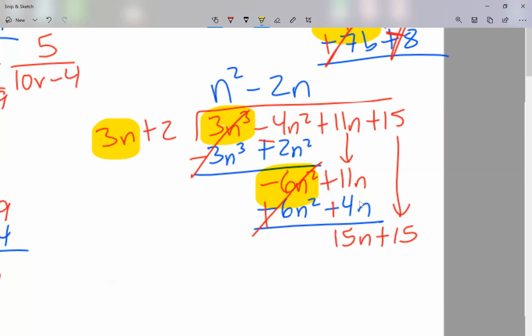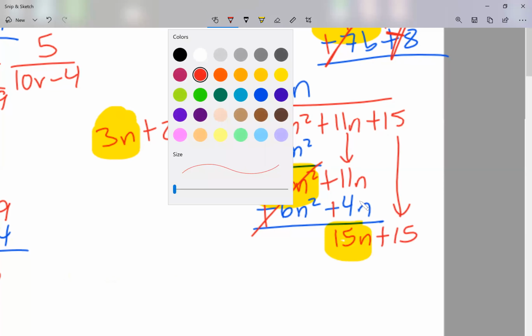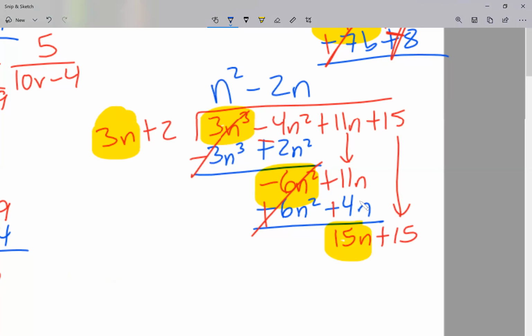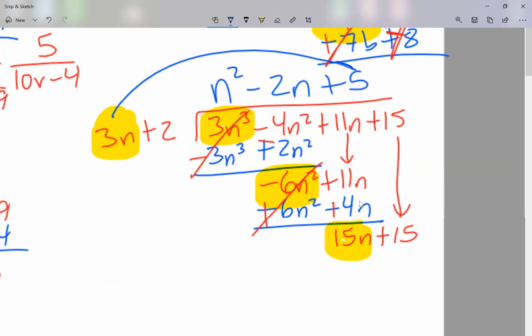All right, so I have to multiply 3n to make it 15n. So number-wise, for 3 to become 15, I have to multiply this by 5. Letter-wise, I'm okay. I already have the n. Let me multiply the 5 times 3n and then 5 times 2. So that's going to give me 15n plus 10.